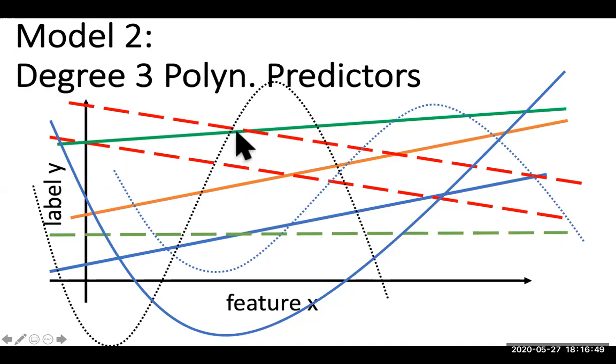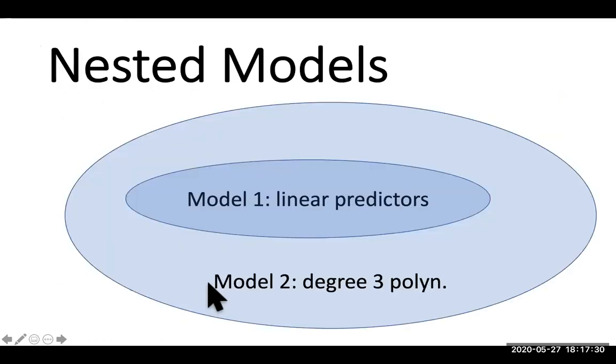As you see, by the way, these linear predictors are still there. Is this an error? Did I forget to remove the linear predictors here? Do we have mathematicians in the audience? Are linear predictors also elements of this model 2? So are linear predictors also examples of polynomials with maximum degree 3? Yes, yes, because a polynomial of degree 3, let's try this out.